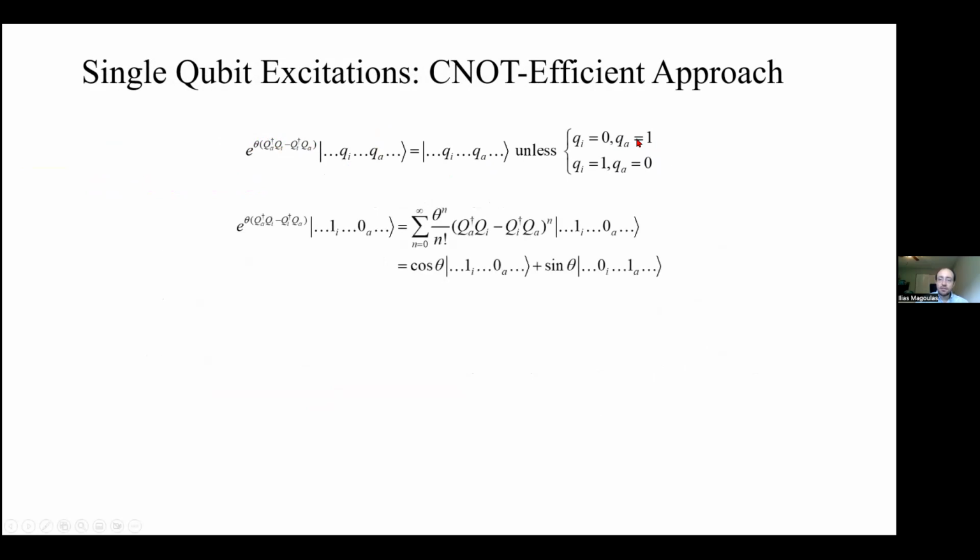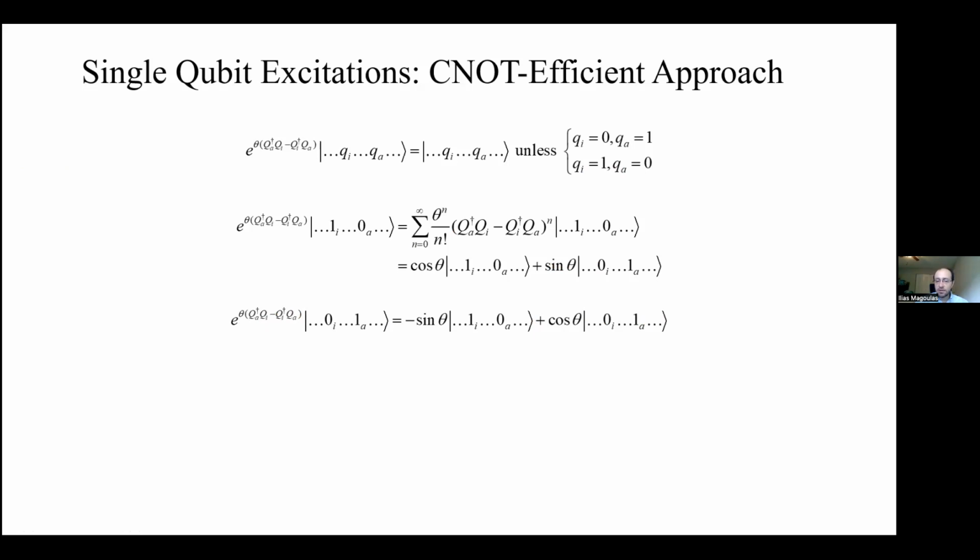So if the first condition is satisfied, we have the single qubit excitation acting on the ground state. And we can use a Taylor expansion, and we will find that the outcome of this operation is a cosine theta times the ground state plus a sine theta times the excited state. We can repeat the same procedure when we're acting on the excited state. And we will see that in this case, we have a minus sine theta times the ground state plus cosine theta times the excited state.